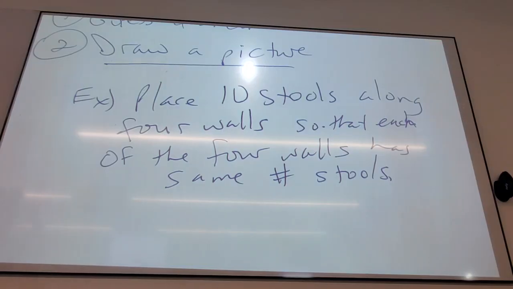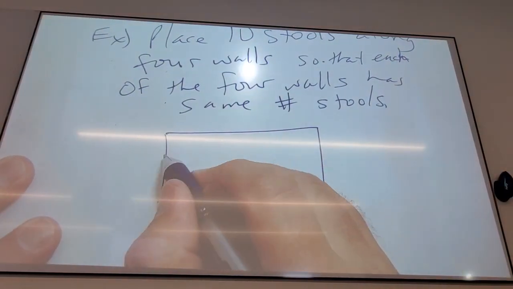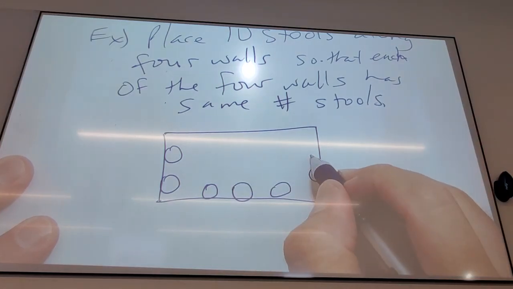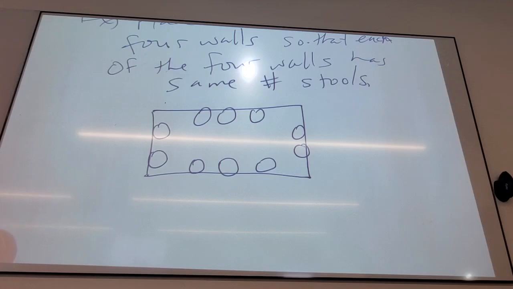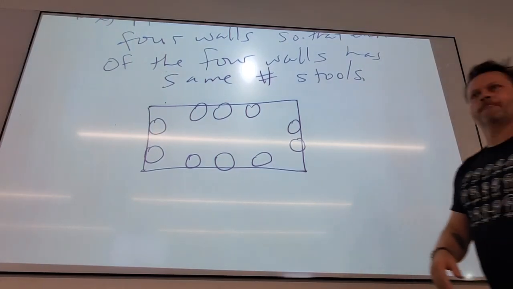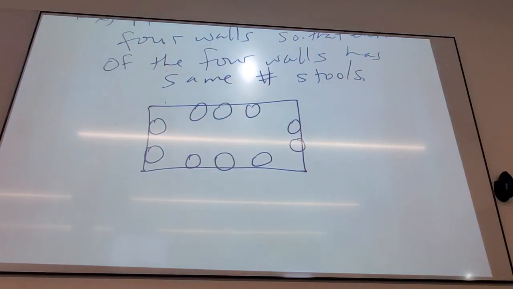So one way to do this, here's my room. And I put 2 here, and I put 3 there, and I put 2 there, and I put 3 there. That's 10. Do they all have the same number of stools? No. Okay, so go. Try it out. It's a silly way to do it, which will not work.